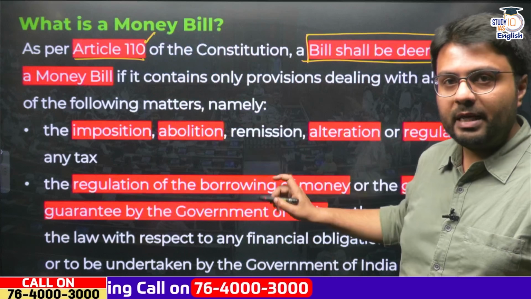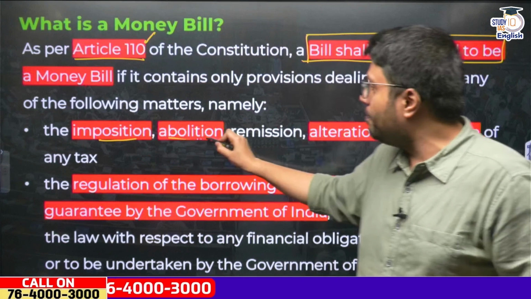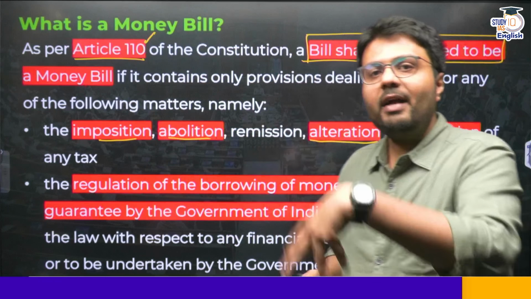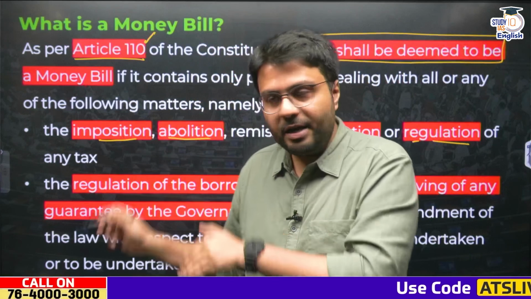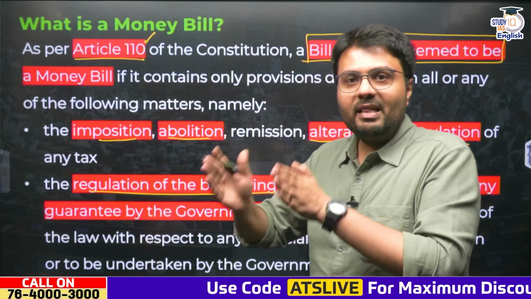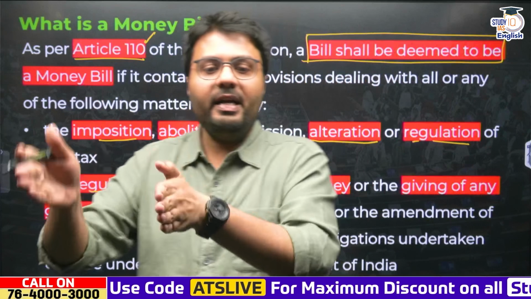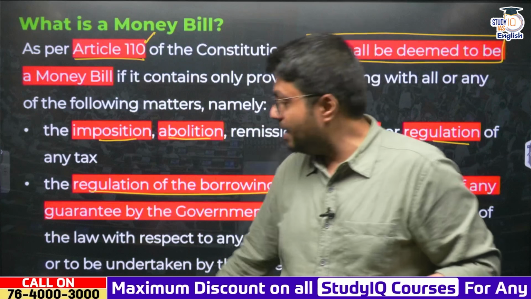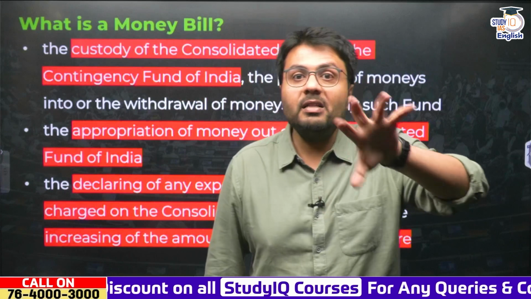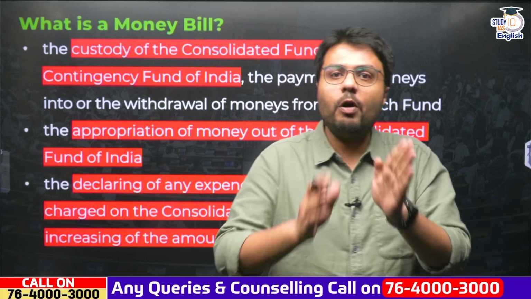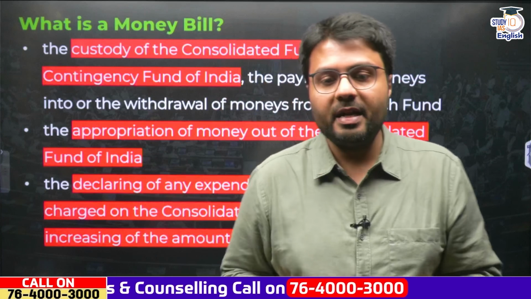Article 110 says whenever government imposes, abolishes, alters or regulates any tax, that bill can be introduced as a money bill. In addition to that, if government regulates its borrowing by saying that any of its borrowing is guaranteed by the Consolidated Fund of India, that bill can also be certified as a money bill. In addition to that, transactions made into and out of the Consolidated Fund of India, Contingency Fund of India or Public Account of India can be designated as a money bill.